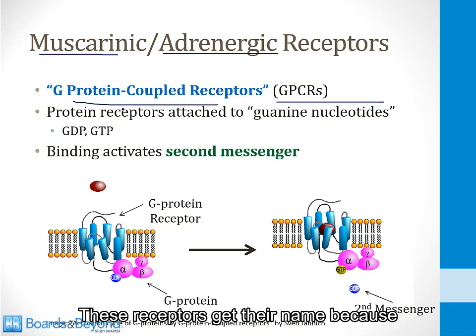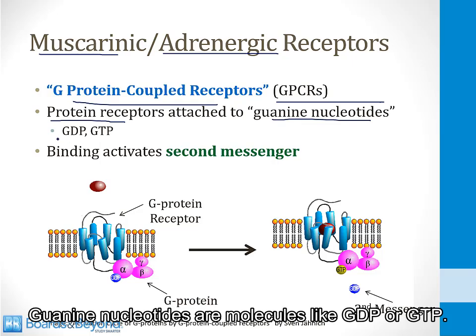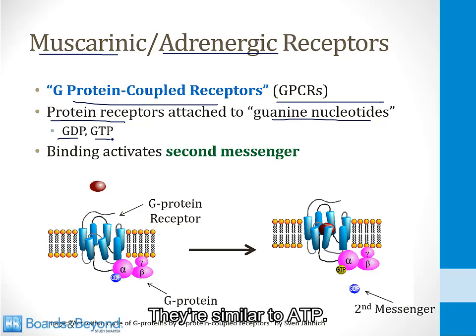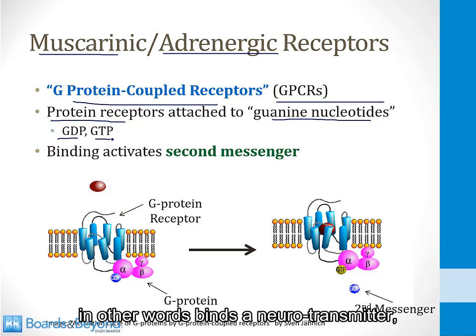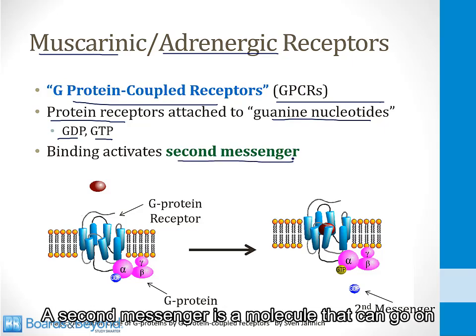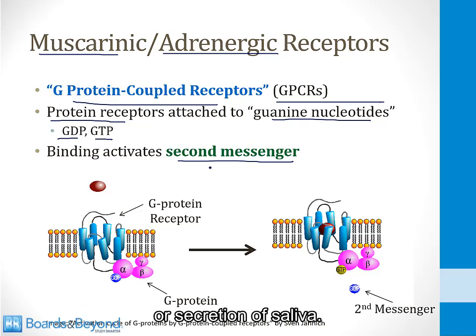These receptors get their name because they are protein receptors attached to guanine nucleotides. Guanine nucleotides are molecules like GDP or GTP. They are similar to ATP. They are nucleotides inside of cells. And once the G-protein coupled receptor binds its ligand, in other words, binds a neurotransmitter, then it activates a second messenger. A second messenger is a molecule that can go on and create the desired effect, for example, smooth muscle contraction or secretion of saliva.